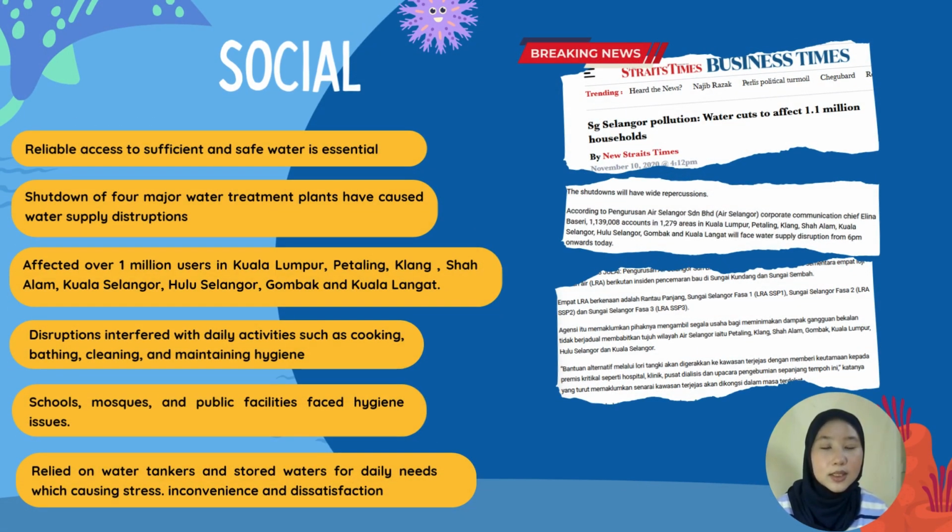Access to clean and sufficient water is essential for daily life. However, pollution incidents in Sungai Selangor have caused the shutdown of four major water treatment plants, leading to a serious water supply disruption. More than 1 million residents in areas such as Kuala Lumpur, Petaling, Klang, Shah Alam, Kuala Selangor, Hulu Selangor, Gombak, and also Kuala Langat were affected. This disruption has interfered with daily activities such as cooking, bathing, cleaning, and maintaining hygiene. Schools, mosques, and public facilities also face hygiene issues. As a result, communities had to rely on water tankers and stored water, causing stress, inconvenience, and dissatisfaction, as well as a reduction in public trust toward the environmental management authorities.